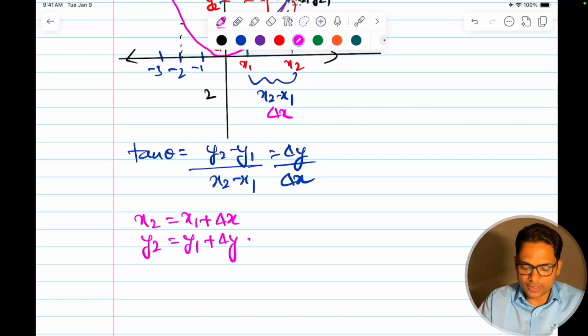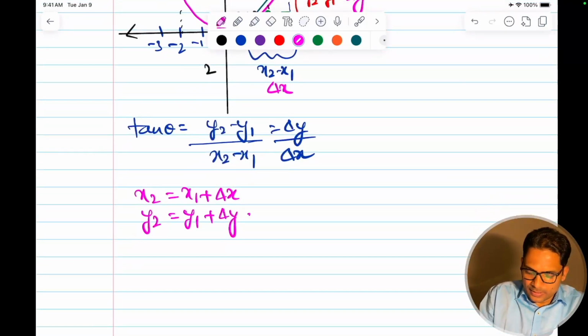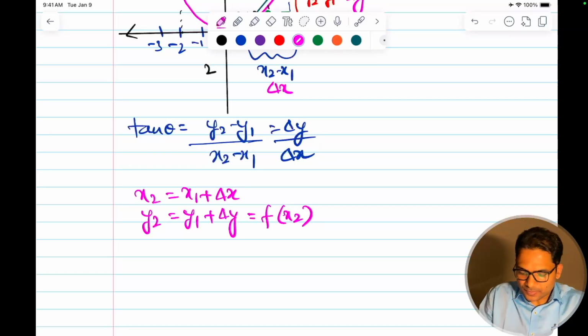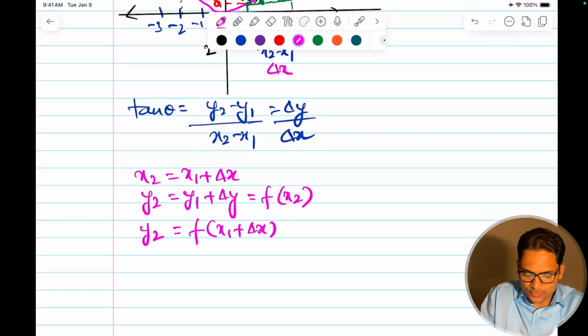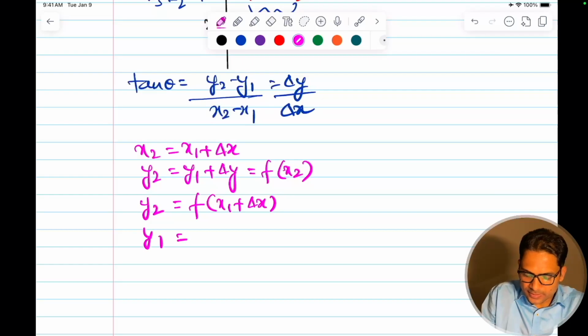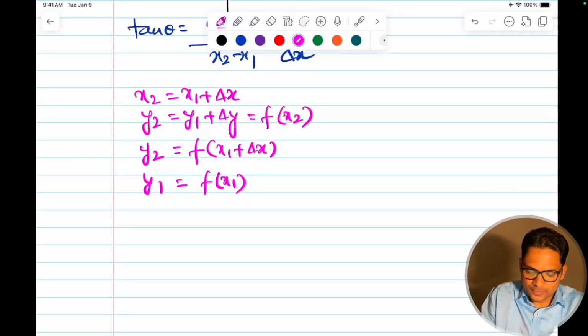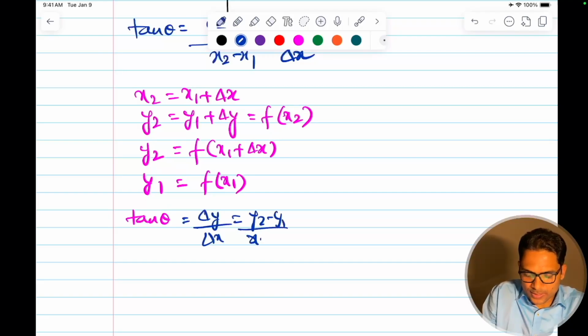Delta y we will calculate, and we have the function. So we have the function also, and this is equal to f of x2, right? Or we can say this is equal to f of x1 plus delta x, your y2, and y1 is f of x1. So my tan theta is equal to delta y by delta x, that is equal to y2 minus y1 by x2 minus x1.